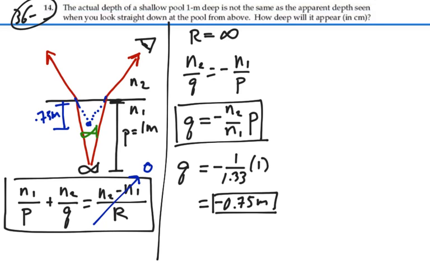So in terms of centimeters, it will appear to be 75 centimeters below the level of the water, when it actually is 100 centimeters below the level of the water. So that's our answer. 75 meters is our depth.